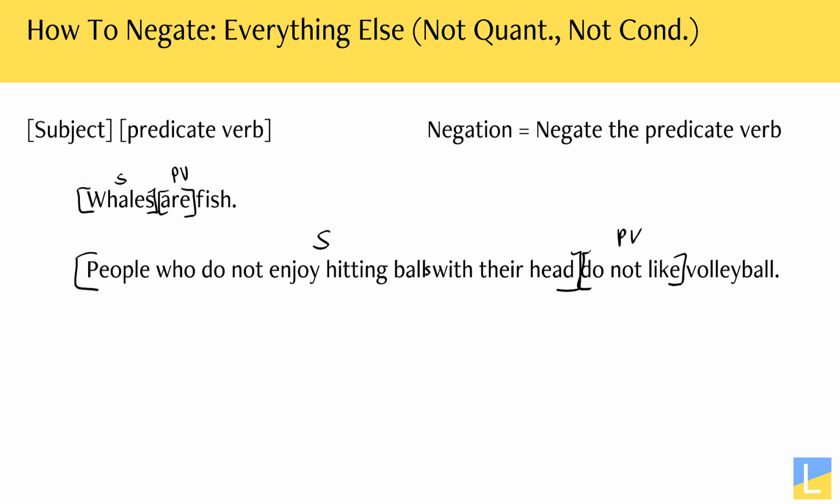So to negate this sentence, we negate the predicate verb. People who do not enjoy hitting balls with their head do like volleyball. Sometimes students would look at a sentence like this and think that the negation should be people who do enjoy hitting balls with their head. But the issue is, if you're negating a sentence, you definitely do not touch anything in the subject. If you negate something in the subject, then you're changing the subject. We're no longer talking about the same thing. When you negate a sentence, you have to keep the subject untouched, and you negate the predicate verb instead.